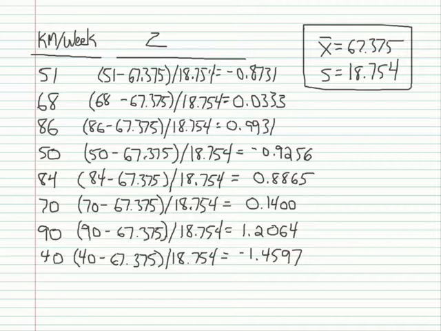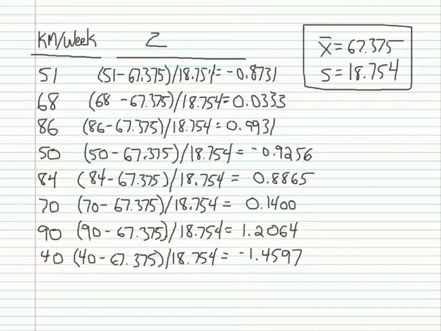There are a couple ways you can check your work. The first is to look at your value. If it's less than the mean, then you should expect to see a negative z-score. If it's larger than the mean, you should have a positive z-score.